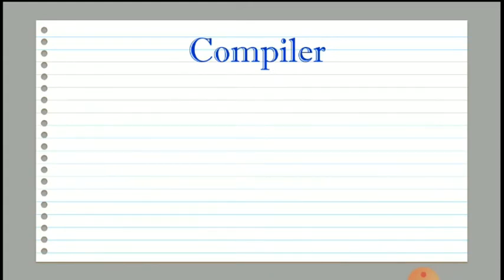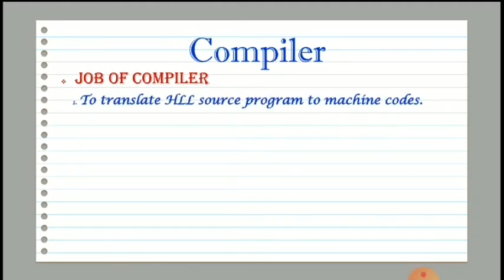So now we will see what are the job of compiler. The first one, compiler is used to translate high-level language instructions into machine codes. That means instructions written in high-level language will be converted into machine language.